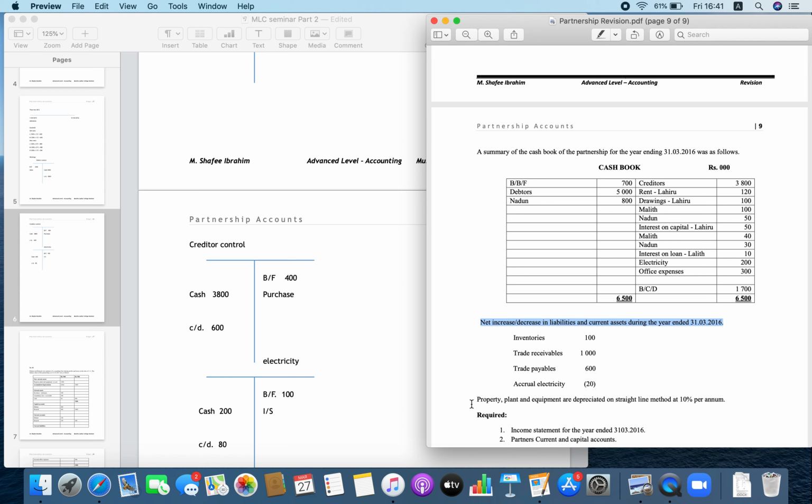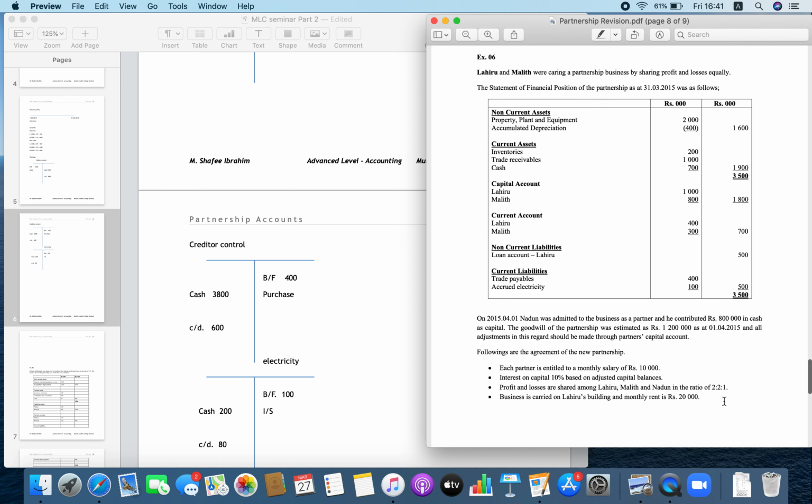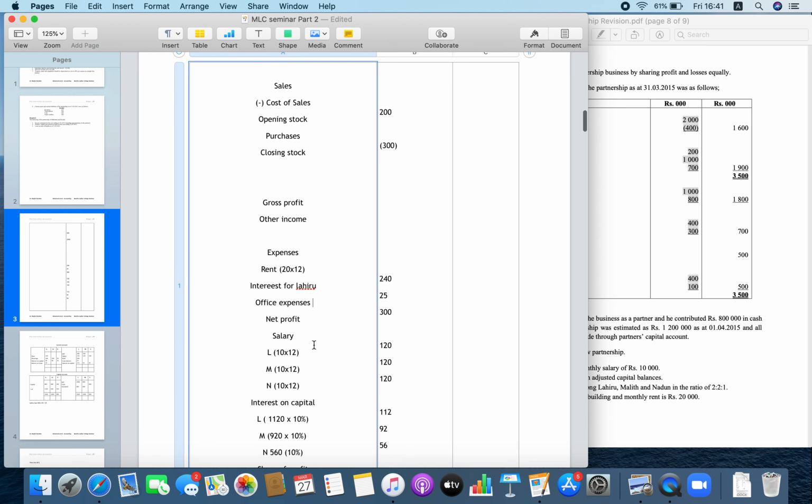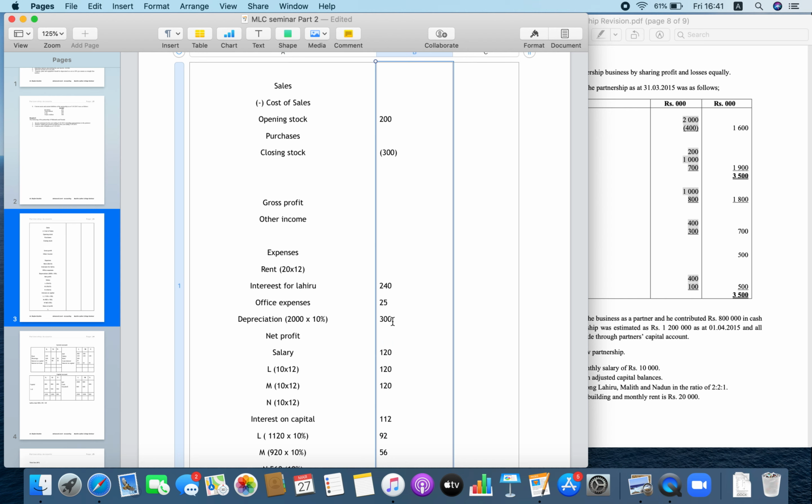Okay, last one, property, plant and equipment are depreciated at 10%. Right, so guys, let's go to PPE. As you can see, the PPE is 2000 and we are going to depreciate this by 10%. Go to expenses, and under expenses open up depreciation. The cost is 2000, 10% of it, so therefore the depreciation will now be 200. Right, so guys, with that the question is done.